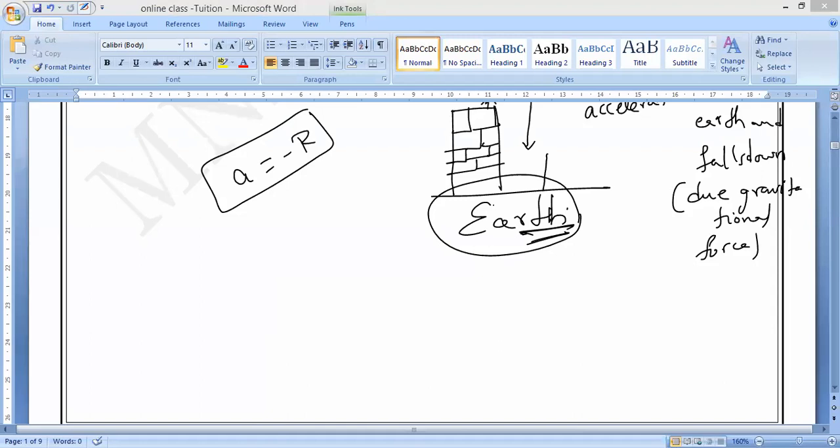If Newton's third law is true, then the earth also should move towards that object. Yes or no? Yes, sir. But it is not moving. Why? Let us discuss. It is not a new concept, it is a well-known equation for us, so we will try to answer this question according to our known data.